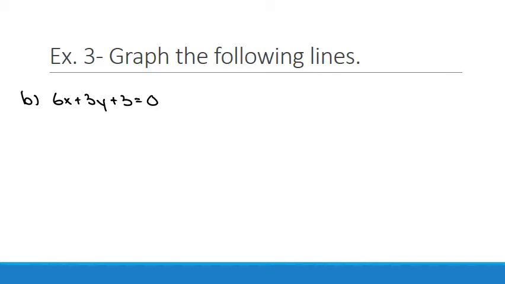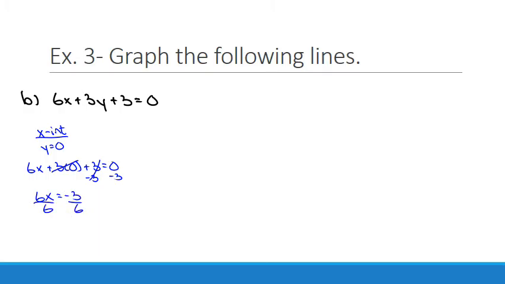Okay, let's do it again. So you could convert it, but why? Let's just use the intercept method. So I'm going to get 6x plus 3 times 0 plus 3 equals 0. That is 3 times 0 is 0, so it's gone. Subtract 3, subtract 3. 6x equals negative 3.